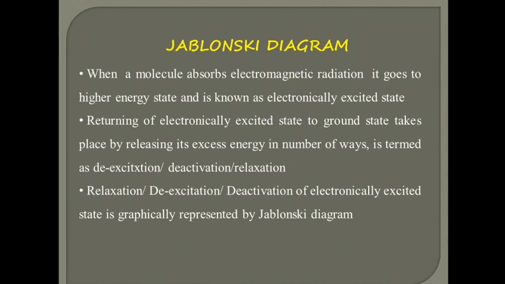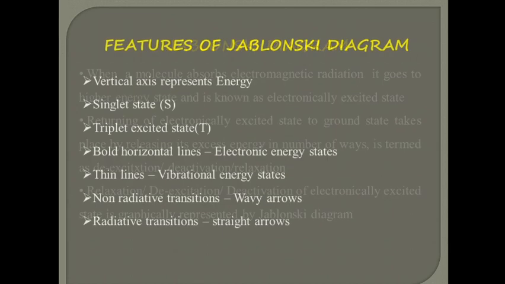When a molecule absorbs electromagnetic radiation, it goes to a higher energy state, and this state is known as the excited state. Whenever the molecule goes into the excited state, it cannot stay there because it is a high energy state. To become stable, it comes back to its original ground state. When it goes back to the original ground state, it releases some amount of excess energy in different ways. This is termed de-excitation, deactivation and relaxation. All these states are graphically represented by the Jablonski diagram.